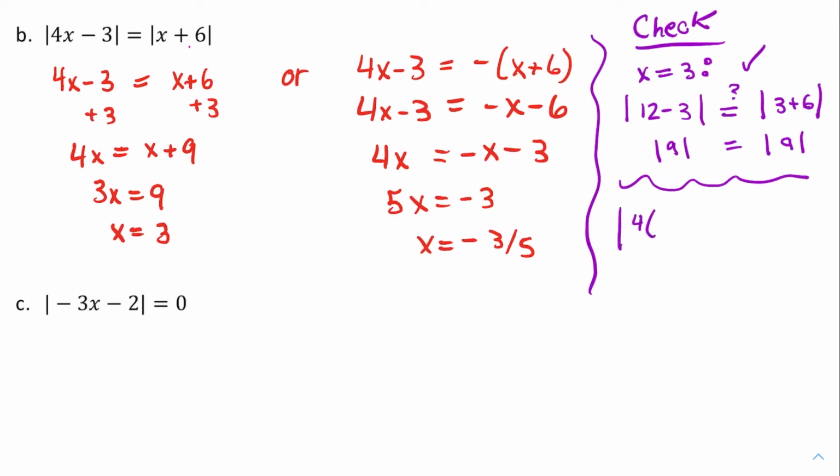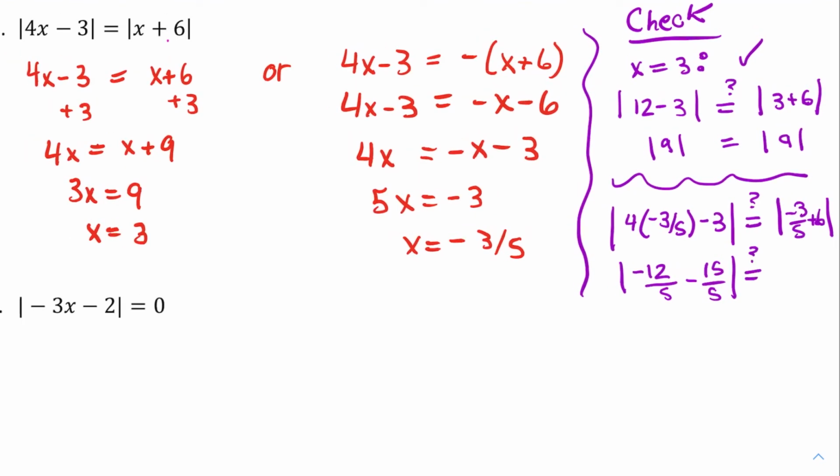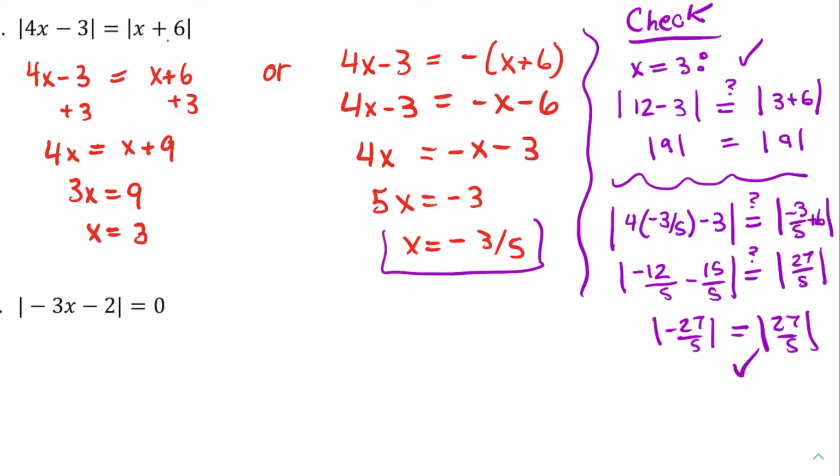If you do your negative 3/5, plugging it in, then on the left-hand side, we're going to have that. Right-hand side, little fraction work in your calculator or common denominator. You're going to end up with, I think, let's see, that'd be 27 over 5. On the left-hand side, absolute value of negative 27 over 5 is positive 27 over 5. Those are equal to each other.